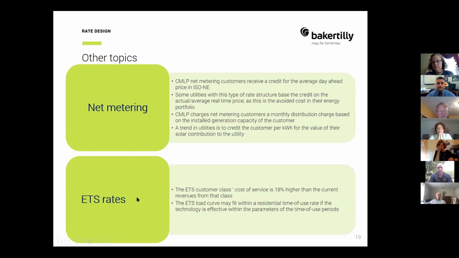And then the other class that I know is of consideration is the ETS customer class, where currently the cost of service is about 18% higher than the current revenues from that class. Perhaps, since that peak is manufactured by air control and things like that, a class like that may fit with a residential time of use rate, depending on how the technology works and if you can do that within the parameters of the time of use periods, and allow the customers that have invested in this type of technology to realize what they were looking for when they did that as well.